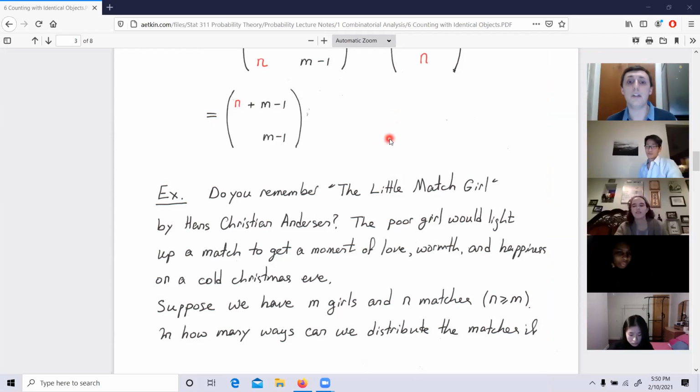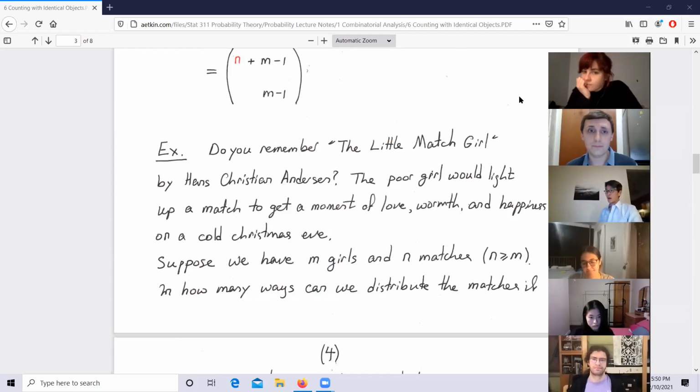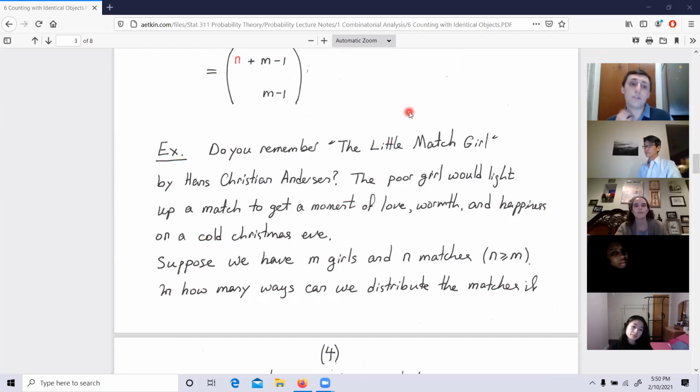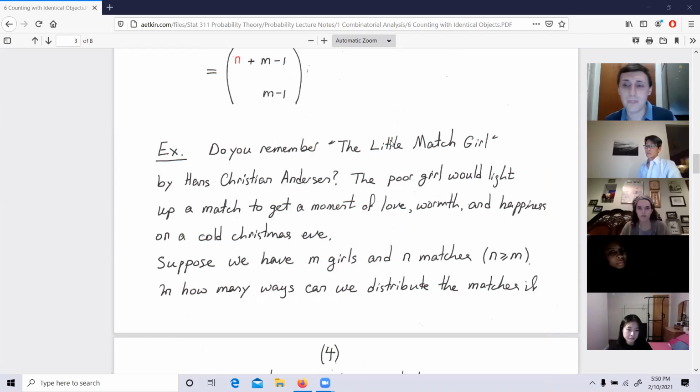So Hans Christian Andersen wrote a story called The Little Match Girl. In that story, the match girl would light a match to remember how beautiful it was, remember her grandmother and what not. You can read the story. It's just very touching, right?